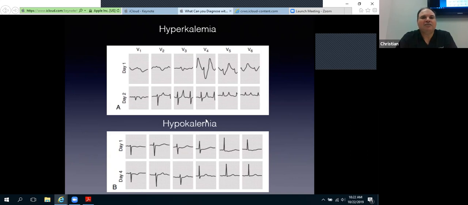So, hypokalemia. You're going to have additional waves present. You have what are called U waves. So you have your P, Q, R, S, T, and then U waves that are present, and they can be subtle. So here's your T wave, and there's a little U wave. All right, and you can see QT prolongation in these patients as well.